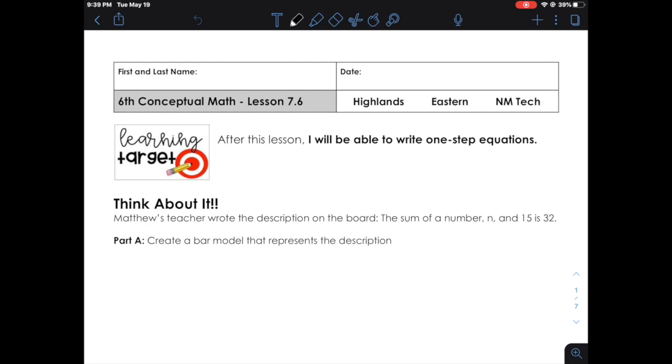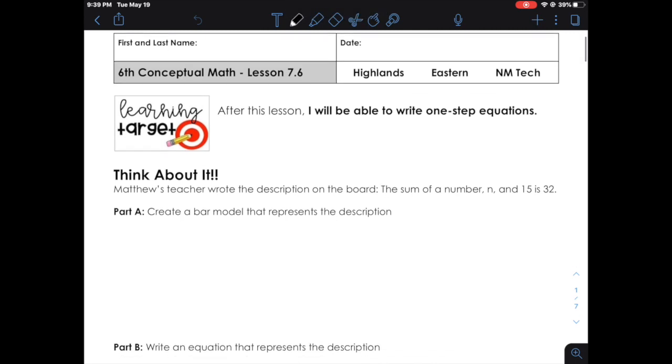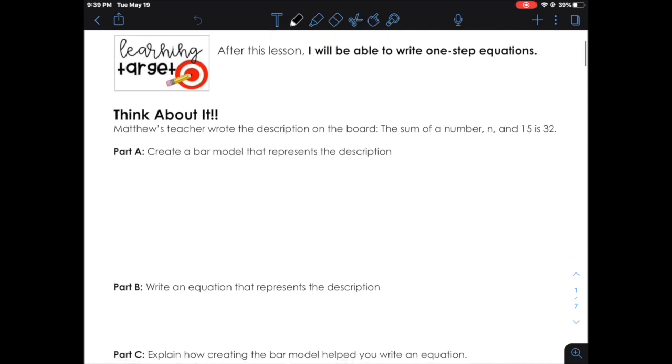So we're going to take it back a little bit to Unit 6. Remember when we were writing equations for verbal phrases? We're going to start doing that, but we're going to solve them because they're going to be equations instead of expressions this time. So your think about it says, Matthew's teacher wrote the description on the board.